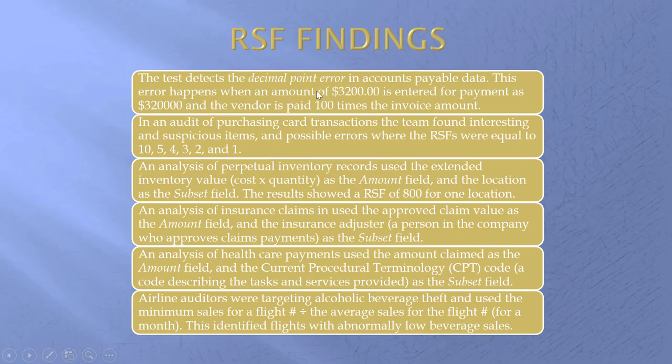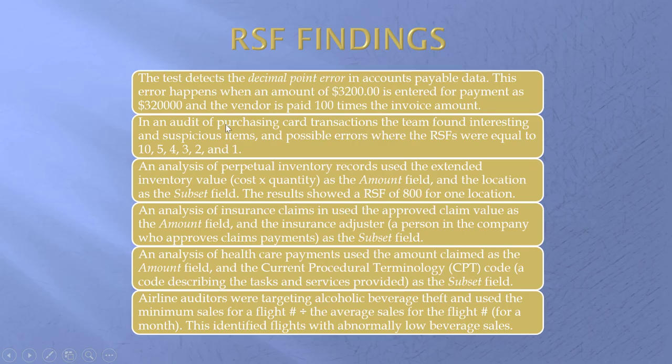If it's run against accounts payable data, then we pick up this type of error, which occurs infrequently, but the payback is big. The decimal point error. We owe the vendor 3,200. When we enter the number in the accounting system, we leave off the decimal point and the vendor ends up with 320,000. The vendor is paid 100 times the invoice amount, paid 99 times too much.